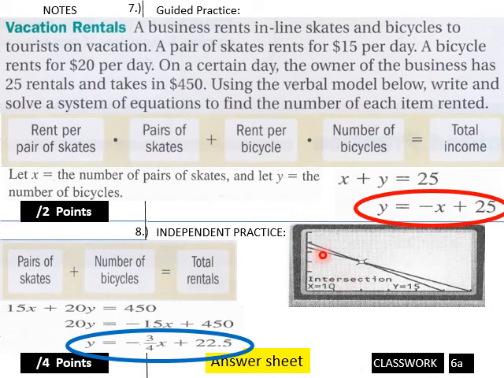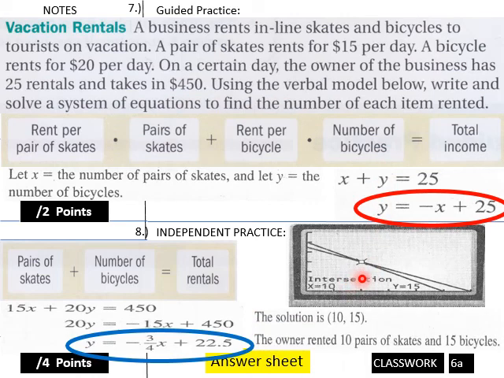So this is where the lines intersect: when x equals 10, y equals 15. When we plot both of these on your graphing calculator, you'll get a point of intersection at x equals 10. So using a system of equations to find the number of each item rented, the solution is (10, 15). So the owner rented 10 pairs of skates and 15 bicycles. Up here we're solving for the number of bicycles, and down here we're solving for the number of skates.